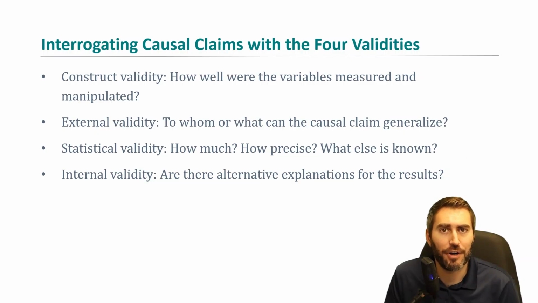How well were the variables measured and manipulated? To whom or what can the causal claim generalize? How well do the data support the causal claim? And finally, are there alternative explanations for the outcome? Let's look at how we check each of these.